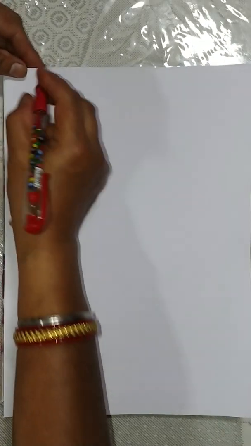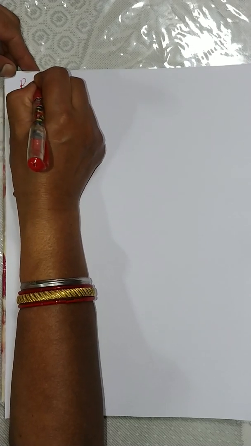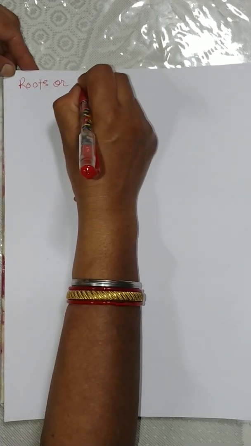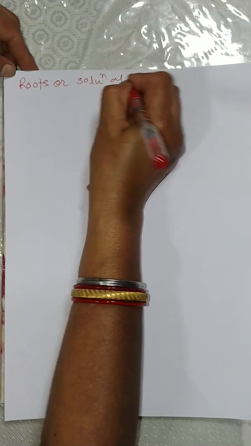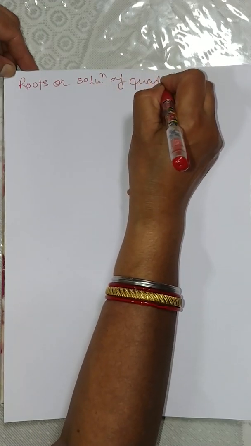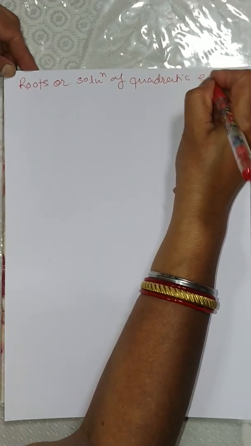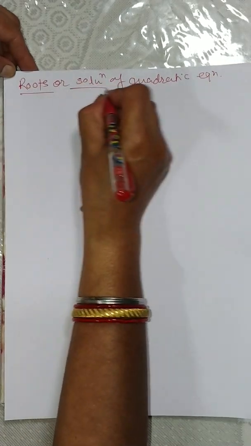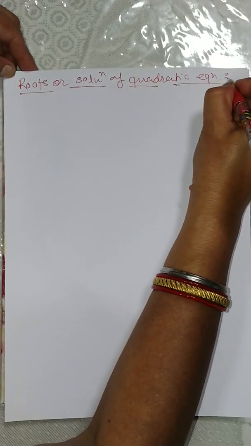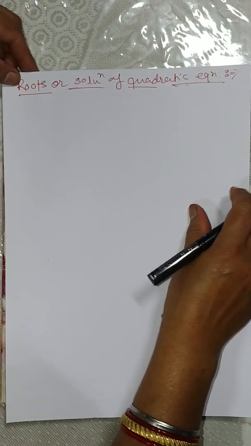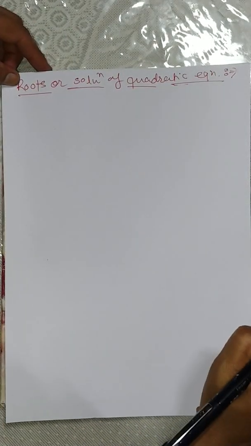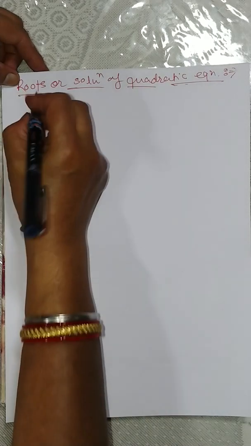Now next is roots or solution of quadratic equation. Roots or solution of quadratic equation. Now the degree of quadratic equation is 2 and therefore the quadratic equation has 2 roots or 2 solutions.